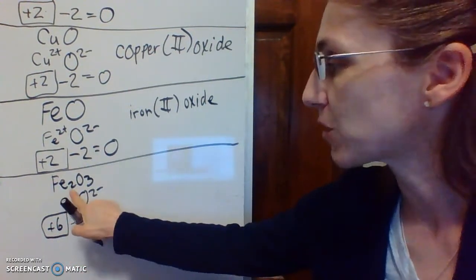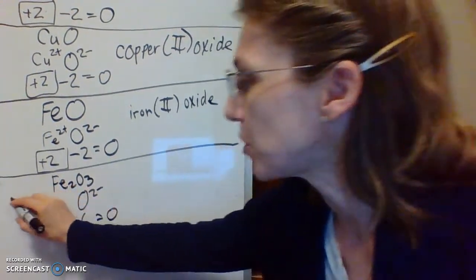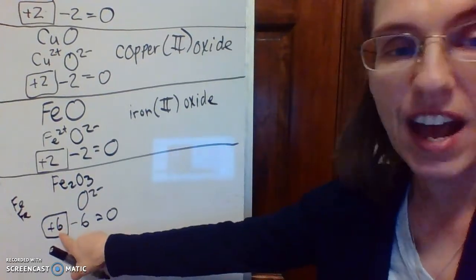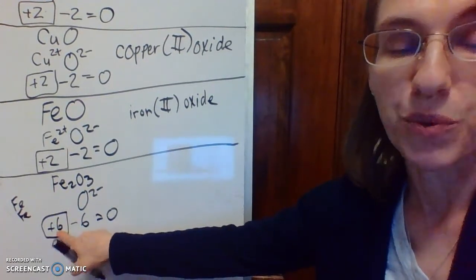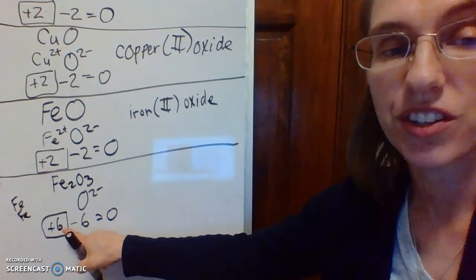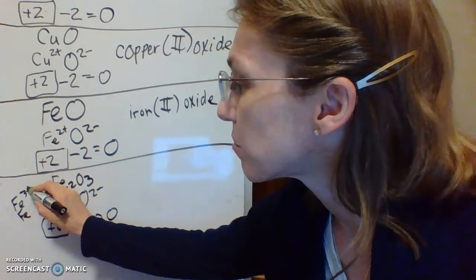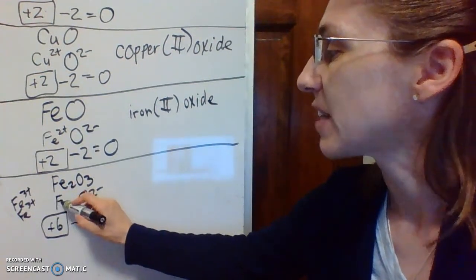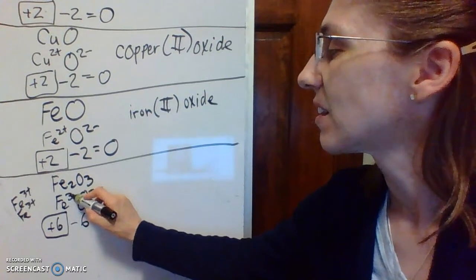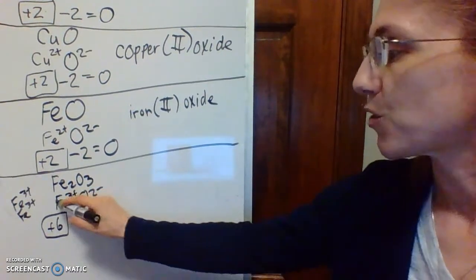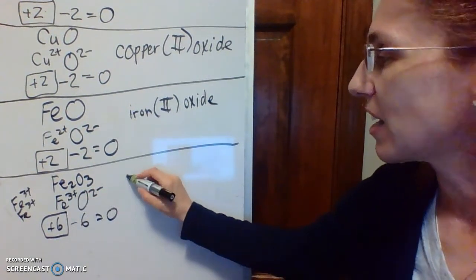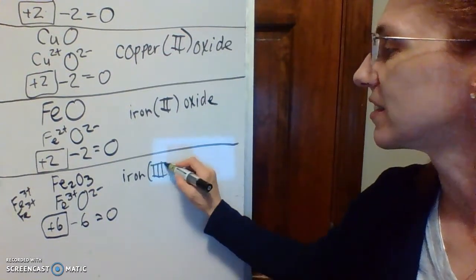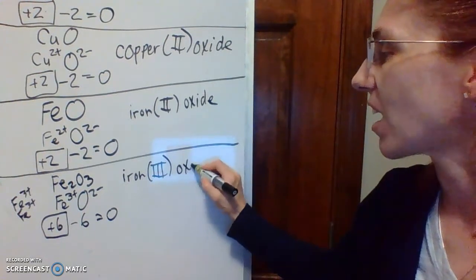So we got to be careful because we have 2 irons. Again, if it helps you, draw the 2 irons out, iron and iron. They have to add up to total plus 6. So each one has to have what plus charge? Well, this one has to be a plus 3, and this one has to be a plus 3, because they'll be the same. The iron, therefore, has the plus 3 charge, so when we go to name this guy, it would be iron, parentheses, 1, 2, 3, close your parentheses, oxide.